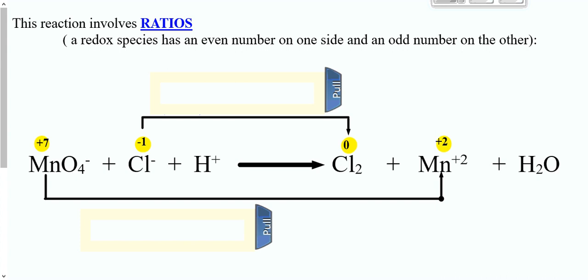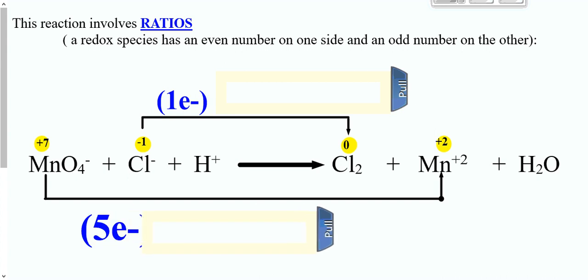Now, for the chlorine to go from -1 up to 0, it has to have lost electrons. And we can see that it's lost 1 electron, and so that's our oxidation. In order for manganese to go from +7 down, that has a gain of electrons, and it's gained 5 electrons per manganese to get down to a charge of +2. And so there's my reduction.